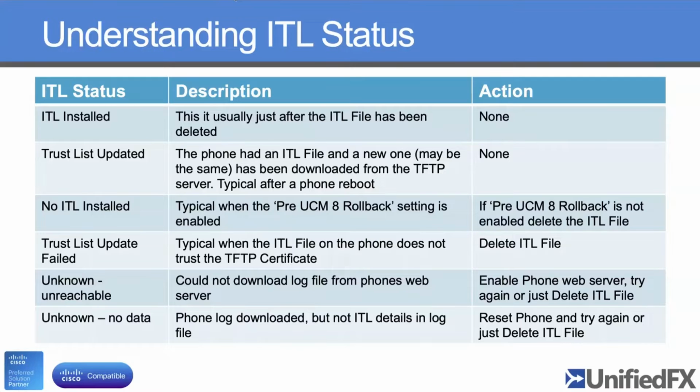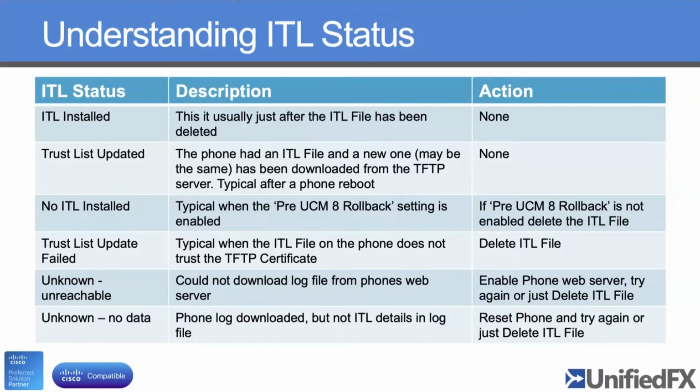Then, this is probably the main error message that we see: if you get a message that says trust list update failed, that's the fourth row there, then that typically means there's a bad ITL file, or there's something wrong, at least on the certificate side on the handset. So that is the best case scenario where you would always delete an ITL file. If you ever see trust list update failed, you definitely need to delete that ITL file, no questions asked.